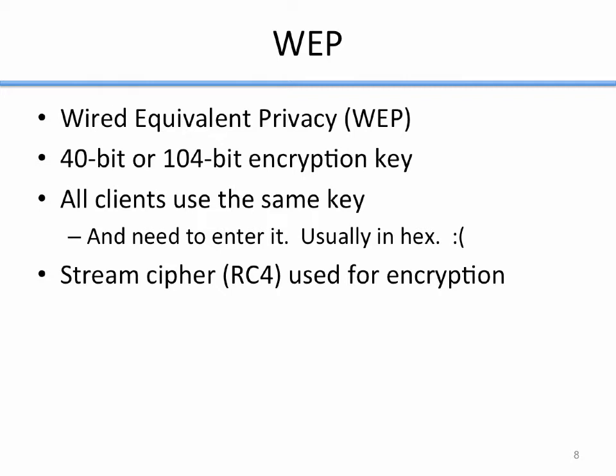WEP uses a stream cipher, specifically the RC4 stream cipher for the encryption. And you may remember that the way a stream cipher works is that you use the key and typically some sort of initial vector in order to produce a key stream. And then that key stream is exclusive-ORed with the plain text in order to produce a ciphertext. And that's what happens here. In WEP, we have RC4 as the stream cipher. A key mixed with an initial vector is used to generate some key stream, and that key stream is exclusive-ORed with your data packet before we transmit it wirelessly.